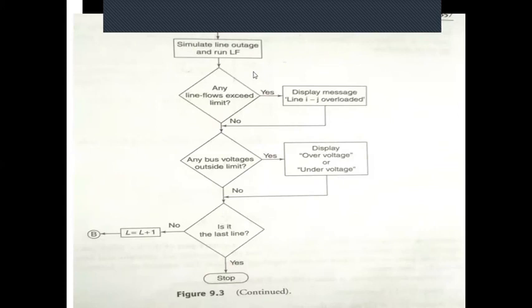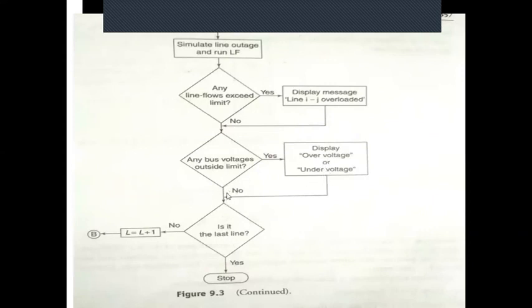After doing the load flow analysis, you will come to know which line's power flow may be exceeding the limit. That has to be checked. If yes, display the message line I to J is overloaded. If no, you have to check the bus voltage. As you have done in the earlier case of generator outage, here also both line flows and bus voltage have to be checked for the line outage. If any bus voltage is outside the limit, then that has to be displayed. It may be over voltage or under voltage.